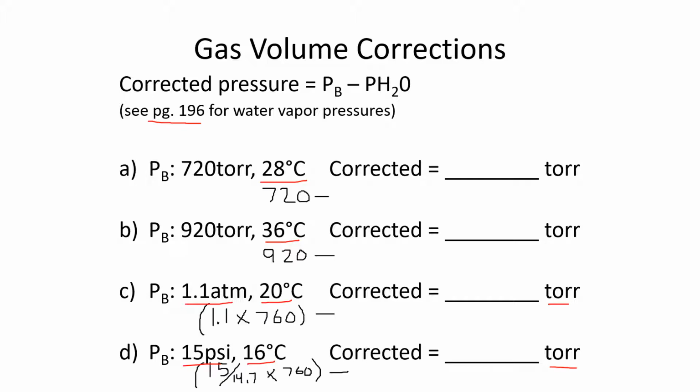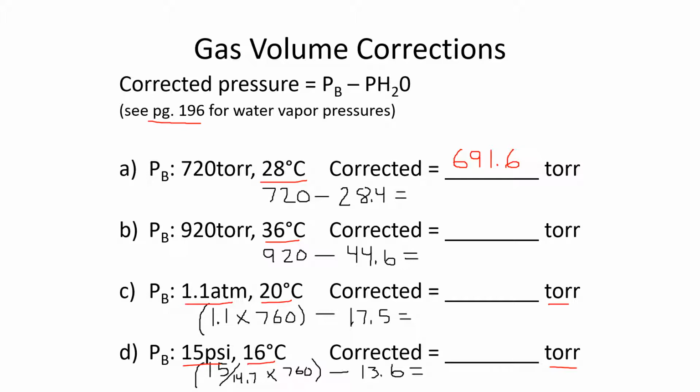All right, so the first one, at 28 degrees, the partial vapor pressure is 28.4. At 36 degrees, it's 44.6. At 20, it's 17.5. And at 16 degrees Celsius, it is 13.6. So I looked up those values for you, and you just have to subtract.